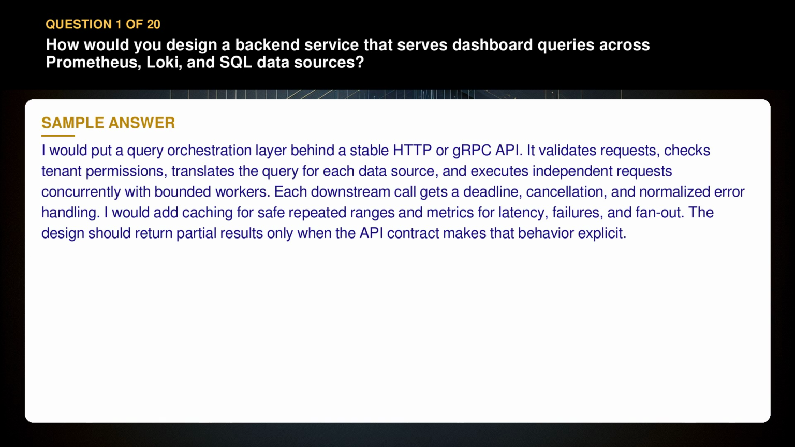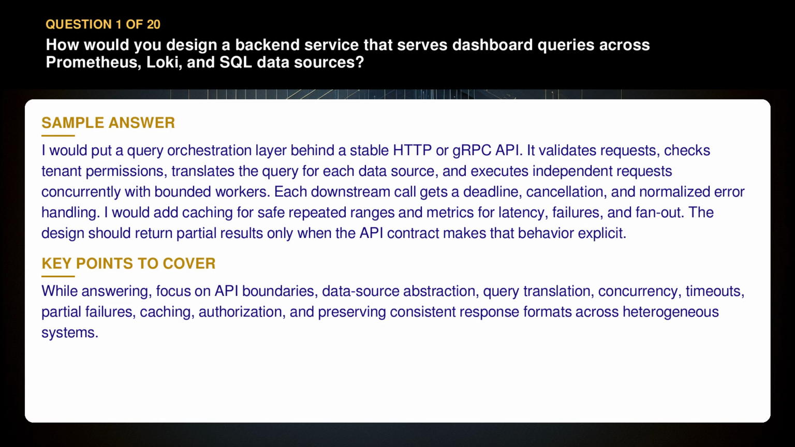I would add caching for safe repeated ranges and metrics for latency, failures, and fan-out. The design should return partial results only when the API contract makes that behavior explicit. While answering, focus on API boundaries, data source abstraction, query translation, concurrency, timeouts, partial failures, caching, authorization, and preserving consistent response formats across heterogeneous systems.